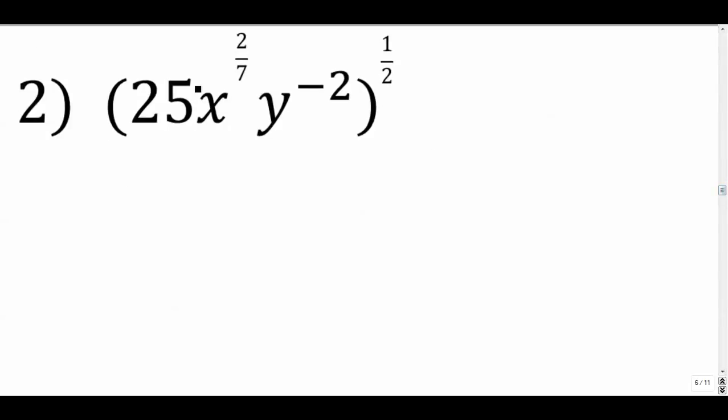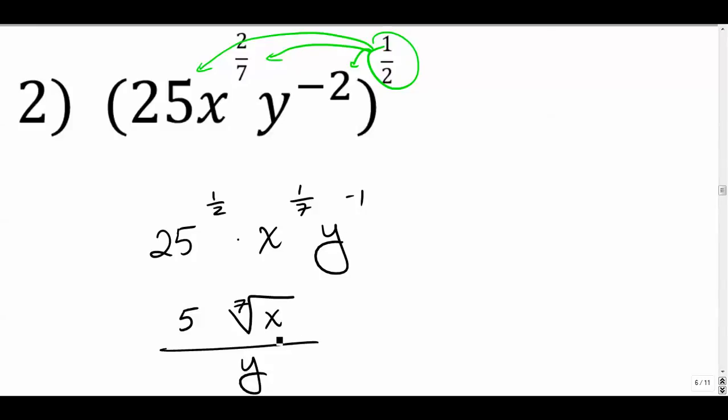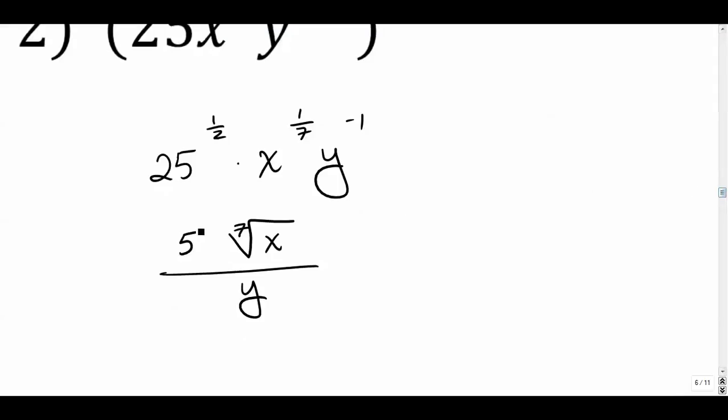All right, so here we have a power affecting everything that's inside of it. So it's going to get multiplied, so it's 25 to the 1/2, x to the 2 over 14. Well, 2 over 14 is just 1 over 7, so maybe I'll just write it as 1 over 7. And y to the negative 2 over 2, that's just negative 1, so I'll write it as that. So we have the square root of 25, that's just 5. We have the 7th root of x and then we have y to the negative 1. Well, that brings the y term down to the bottom, and that would be finished.